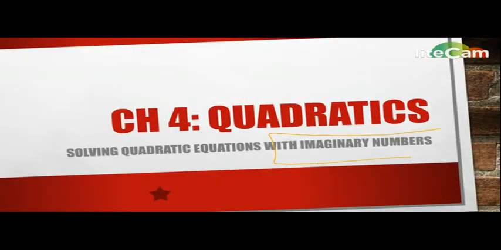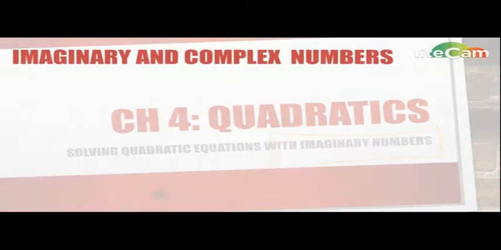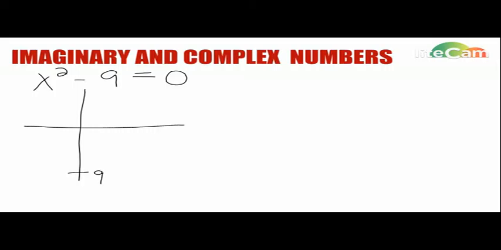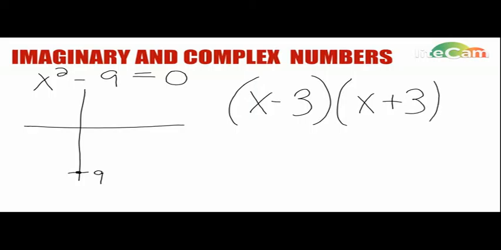This next video on quadratics is going to look at imaginary numbers. But first, let's go back to an example that we've done before, x squared minus 9, where we shift the parabola down 9, and if we were to factor that, we would get x minus 3, x plus 3. And we know the solutions are x equals 3 and x equals negative 3.